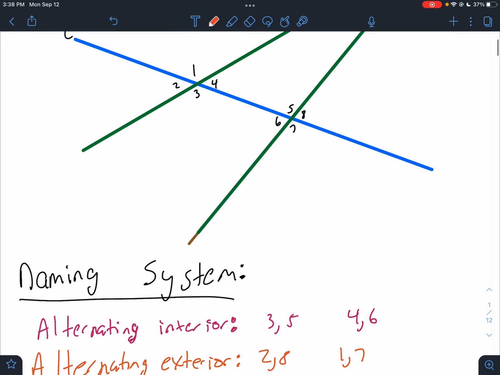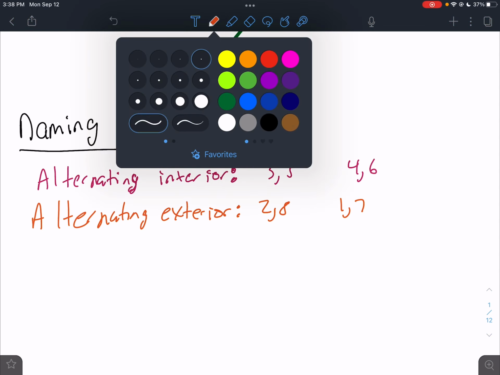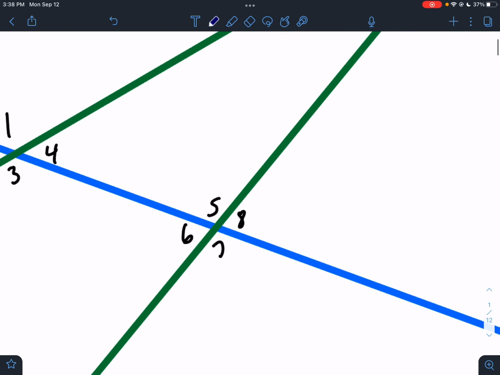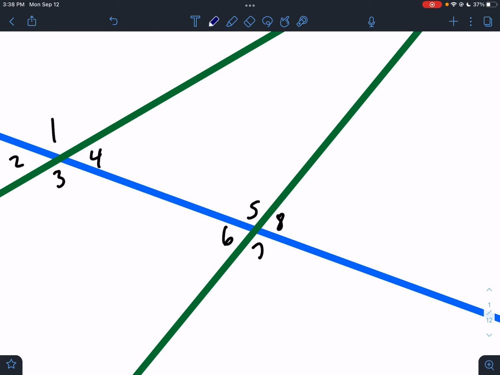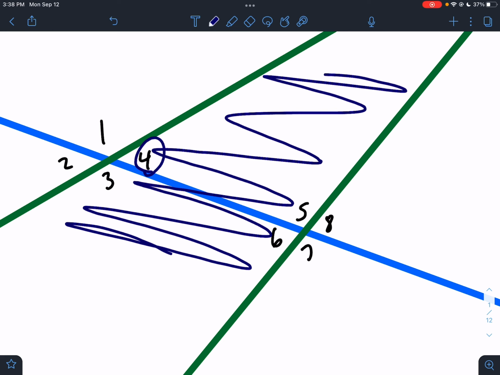The next 2 names are going to be very similar, but instead of alternating, now we're going to be talking about same side. So we have same side, interior, and we're going to have same side, exterior. Same side, interior. They have to be on the same side of the transversal. They have to be on the inside. So like if I picked 4, right, this is the inside. We're talking about 3, 4, 5, and 6. It has to be from those.